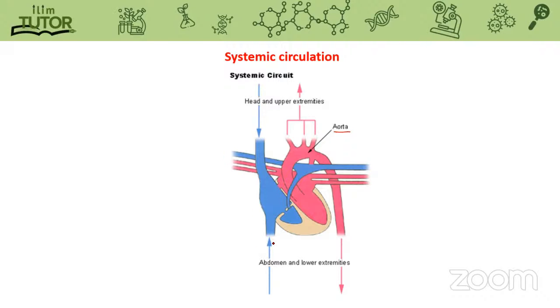So it could come back through this particular vein here, which we refer to as the inferior vena cava. Or it could be coming from the head and the neck regions through the superior vena cava.